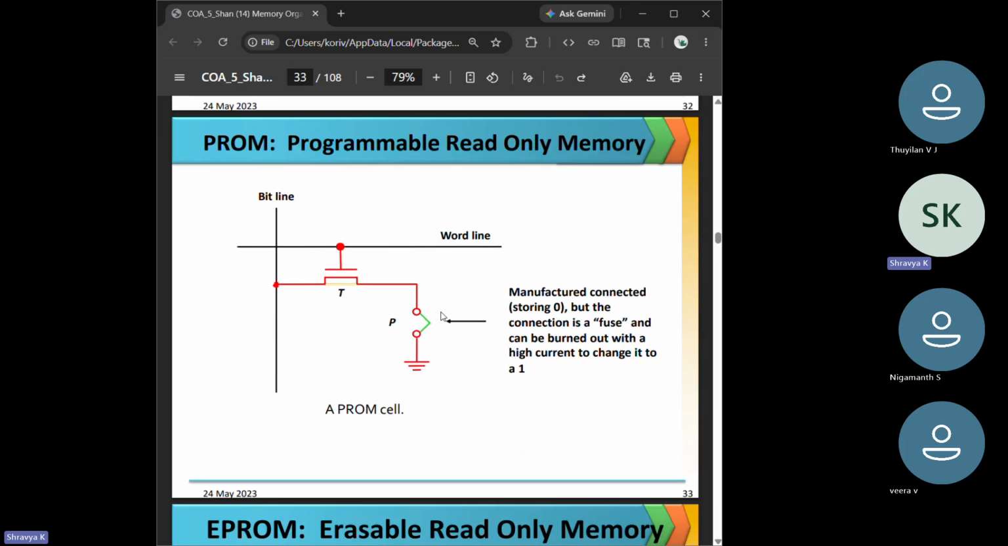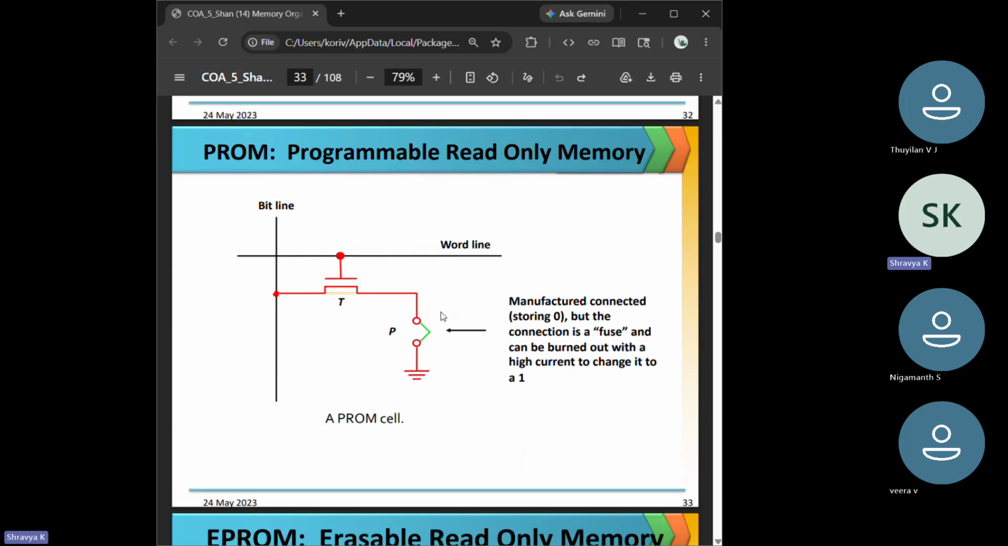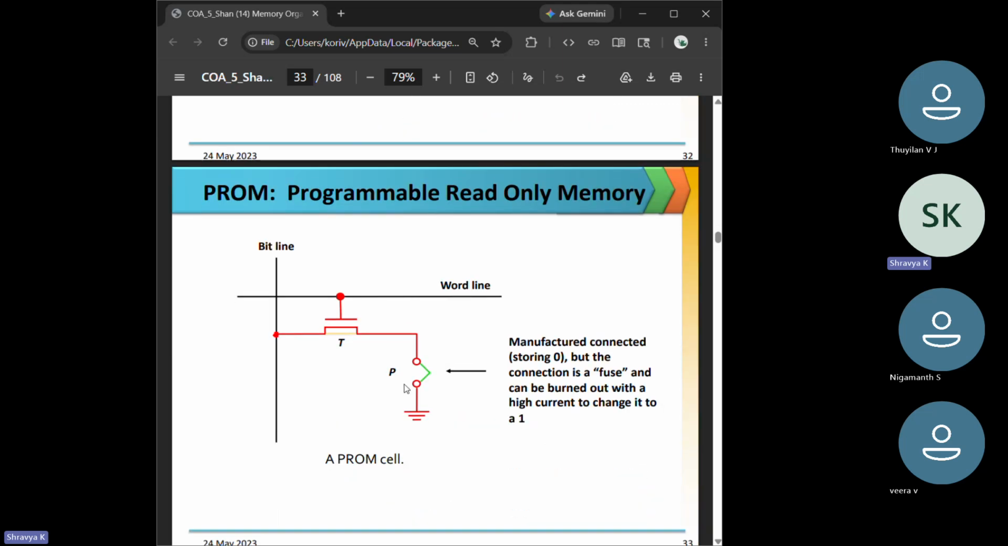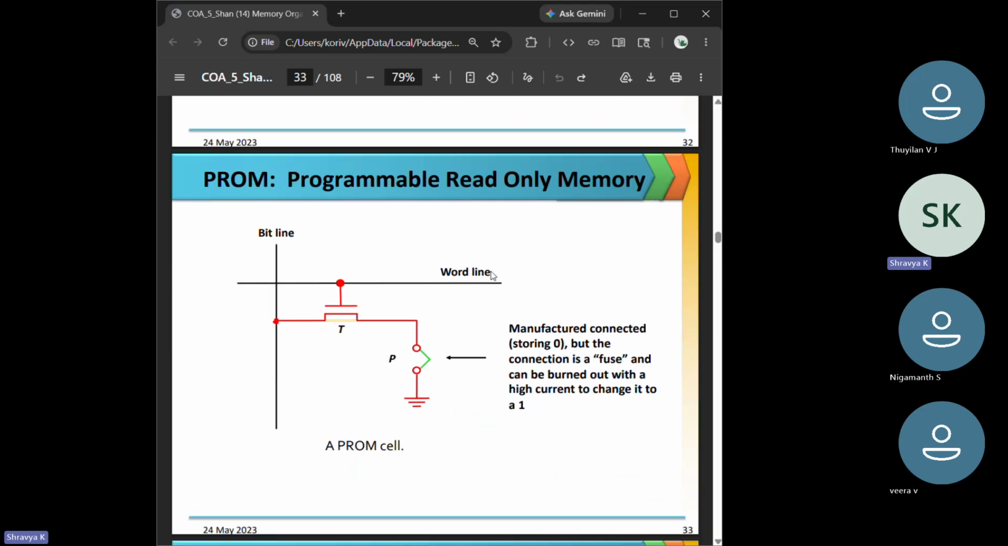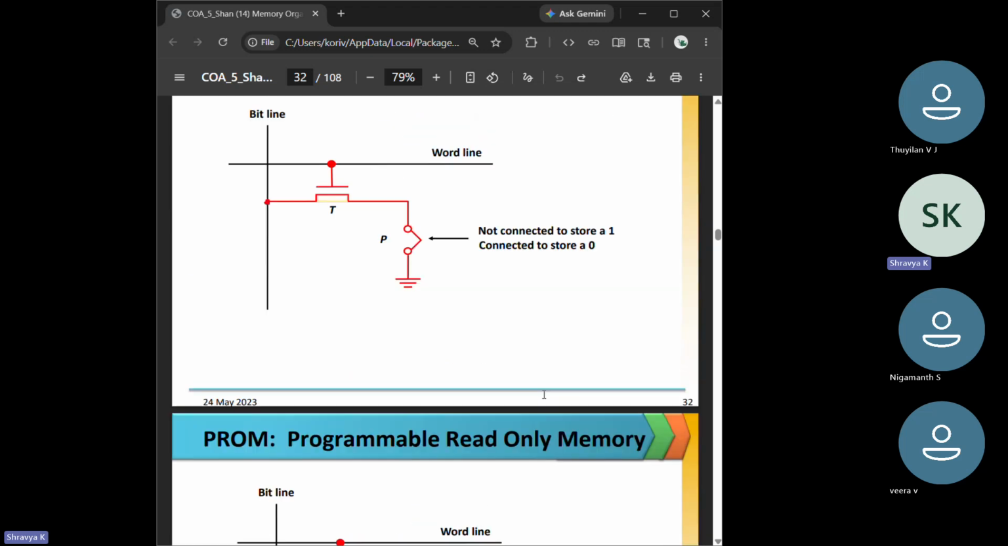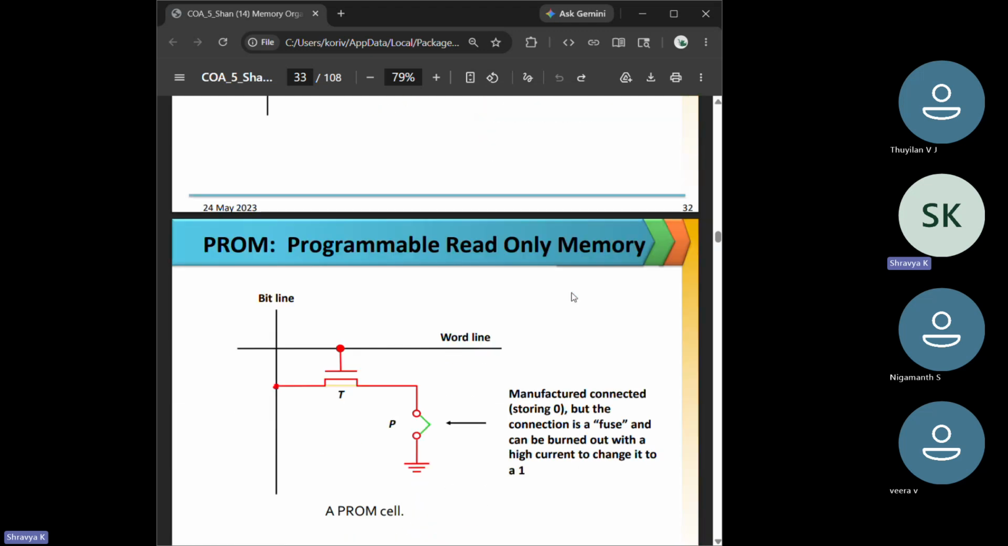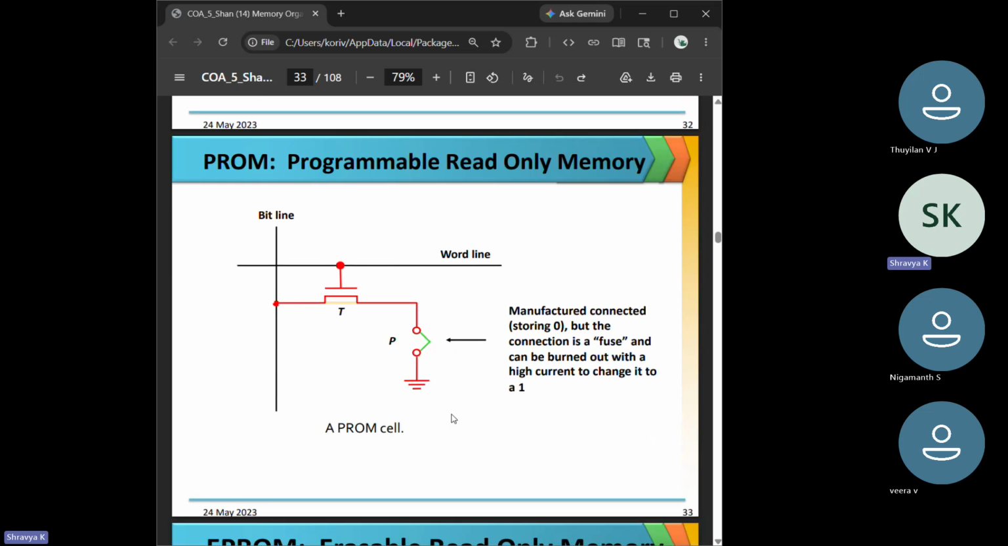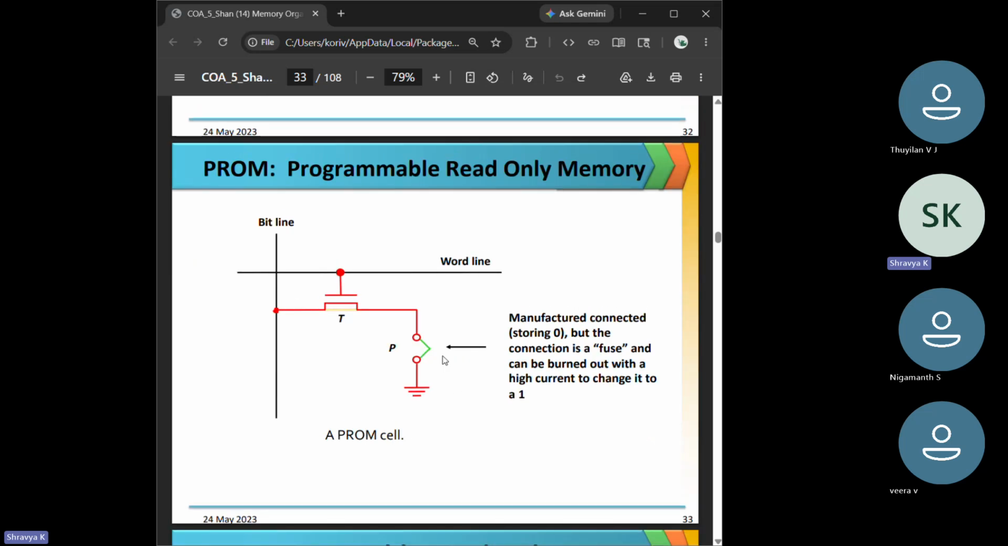Then the other type of memory you have is programmable read-only memory, in which you have essentially the same setup, but this is connected with a fuse. The default, as you can see, is connected, and the default is 0. But an electric pulse can be sent, and this fuse can be burnt, which will change it to a 1. If it's connected, it's stored as 0, and if this is burnt off and disconnected, it becomes 1. Now, as you can imagine, once the fuse is burnt, it cannot just come back again magically. So this programmable read-only memory can go from 0 to 1, but that 1 cannot be further erased.